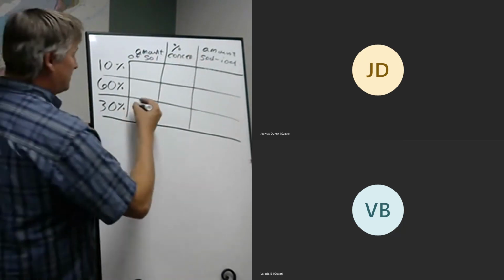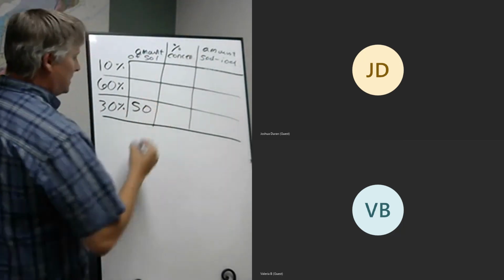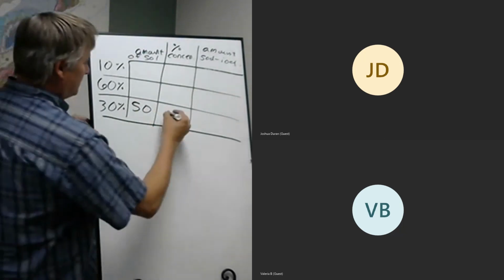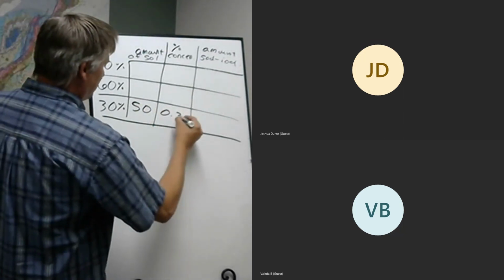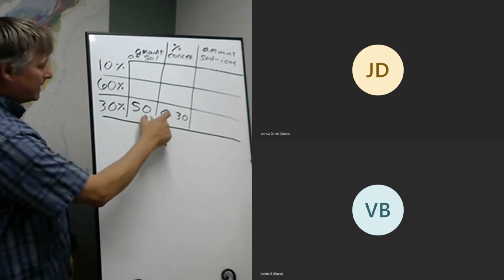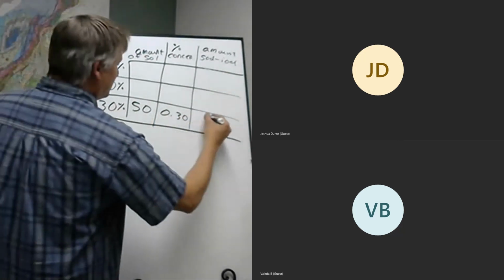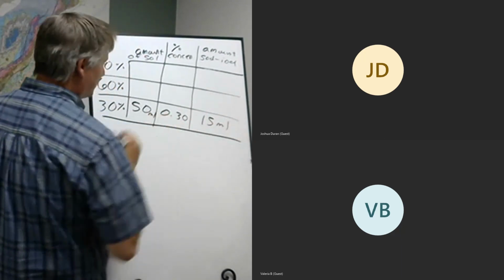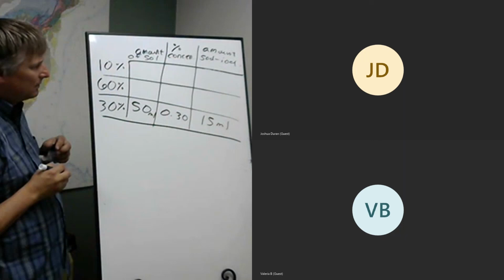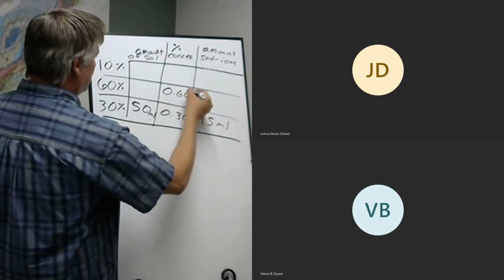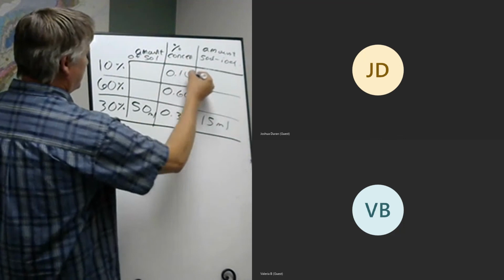So for the 30%, it was 50 milliliters. The percent concentration, well, as a decimal, it's going to be 0.30. And then to find the amount of sodium iodide, we multiply these together, and we got 15 milliliters. Now for the other two, 0.60, 0.10.